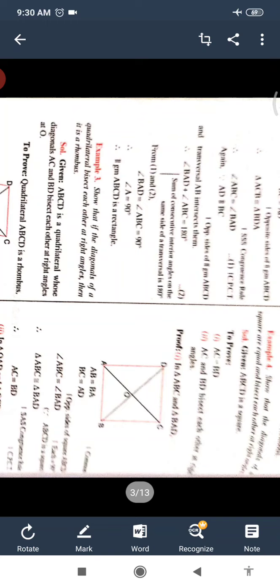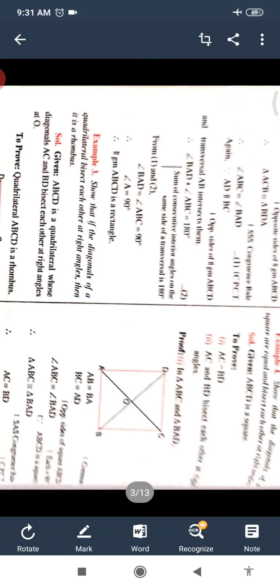Therefore, triangle ABC is congruent to triangle BAD by side angle side, the SAS congruence rule. If we prove this, then we obtain AC equal to BD by CPCT, corresponding parts of congruent triangles. So the first result we have proved: AC equal to BD.